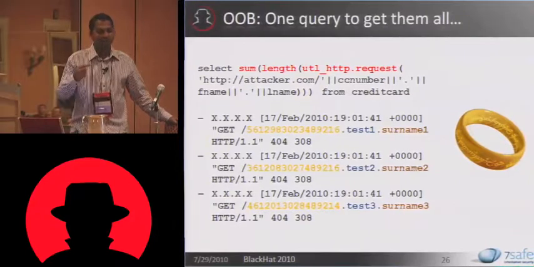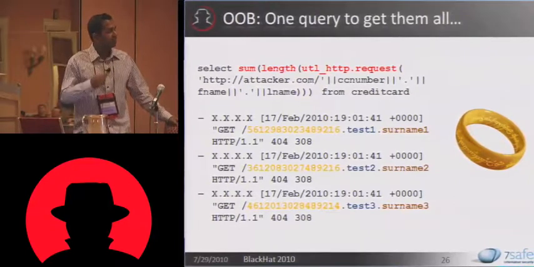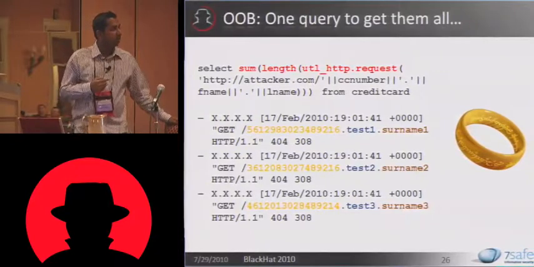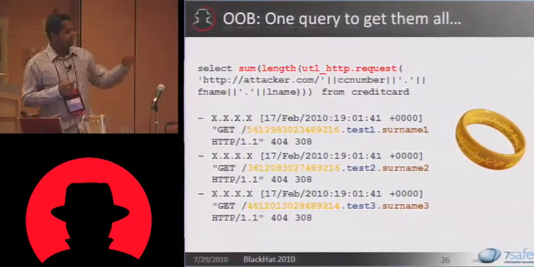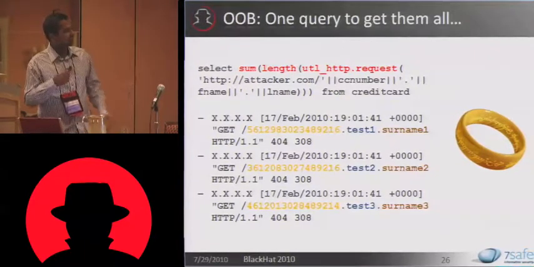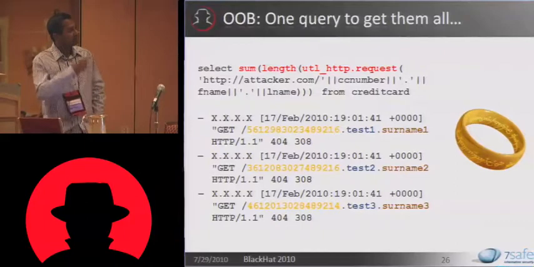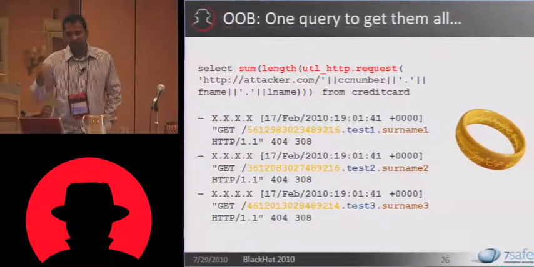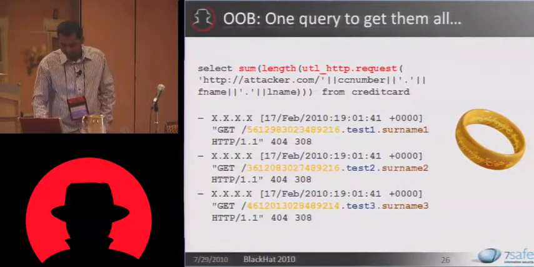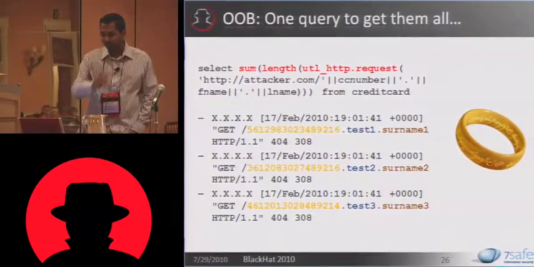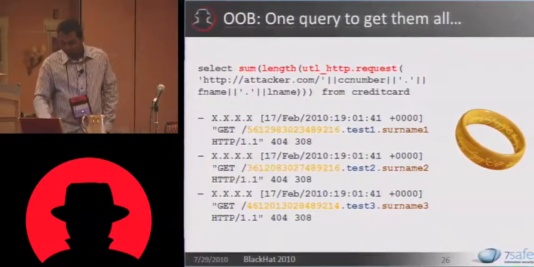So if you had a table which contained all the credit card numbers, the first name and the last name of the card holder, then issuing a query like this, one query will go through the entire table and recursively issue requests for every single row. So basically with one query, an attacker can pretty much get the entire table which he wants. So all he needs to do is make sure that this one query bypasses your antivirus and IDS filter.